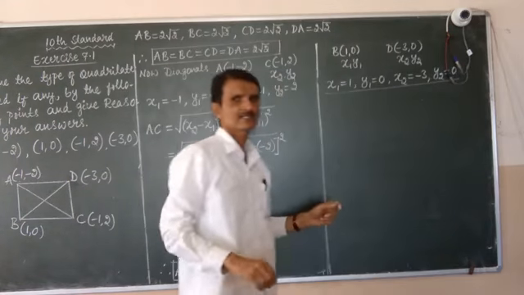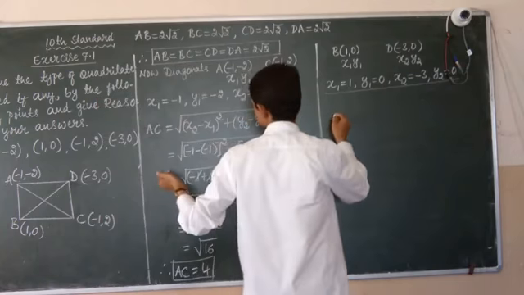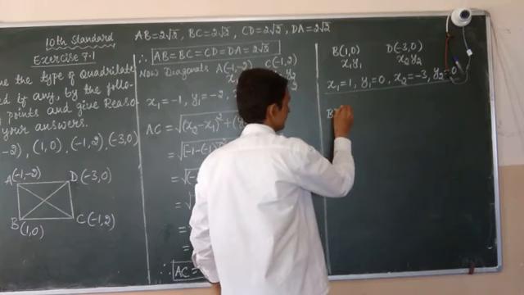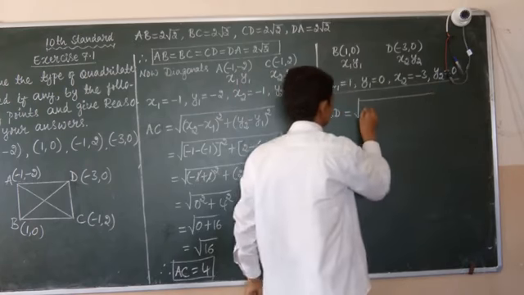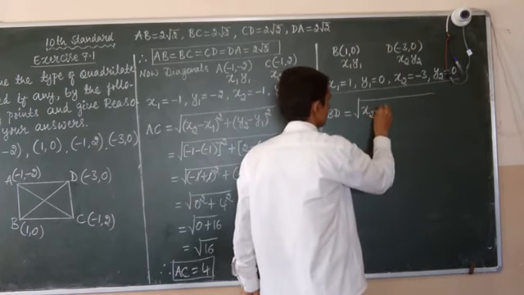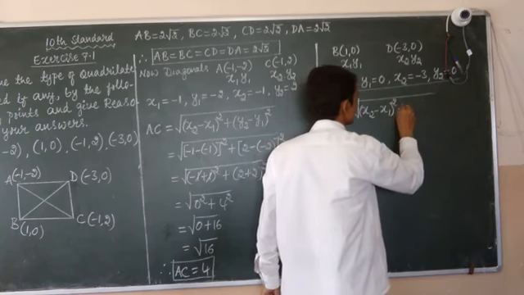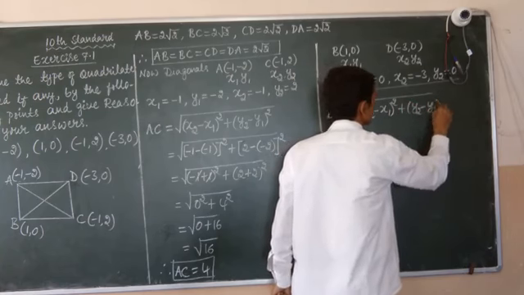Substitute, simplify, and see what we get. The length of BD equals root of x2 minus x1 whole square plus y2 minus y1 whole square.